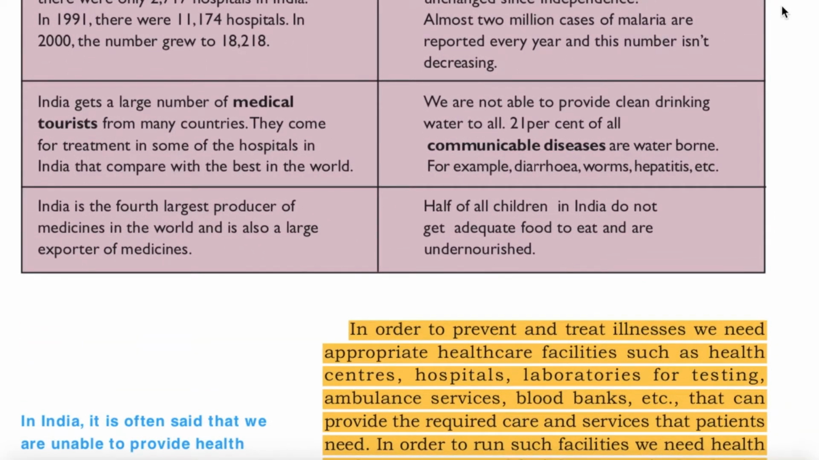India gets a large number of medical tourists from many countries. They come for treatment in some of the hospitals in India that compare with the best in the world. We are not able to provide clean drinking water to all. 21% of all communicable diseases are waterborne, for example, diarrhea, worms, hepatitis, etc. India is the fourth largest producer of medicines in the world and is also a large exporter of medicines. Half of all children in India do not get adequate food to eat and are undernourished.